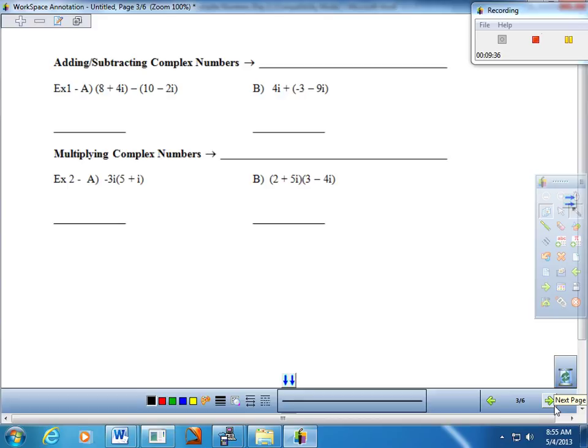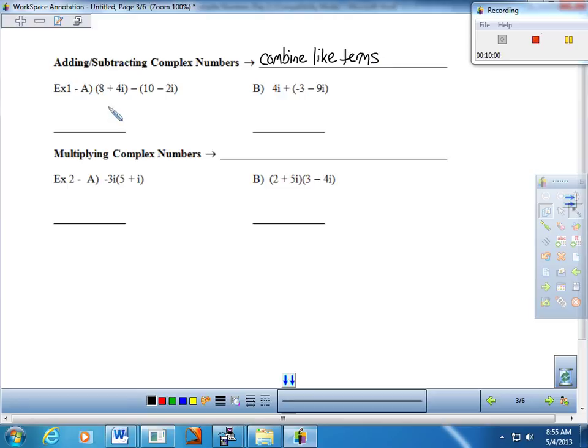The others are going to take a little more exploration, so let's see what we can do. So adding and subtracting complex numbers, what it comes down to basically is we're just going to combine like terms. We combine real parts, we combine imaginary parts. Don't think twice about it.